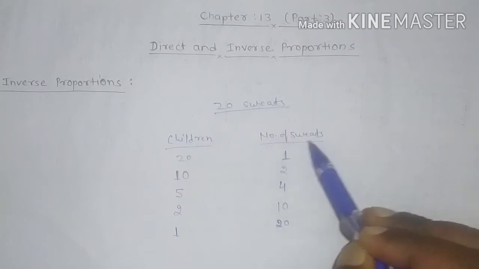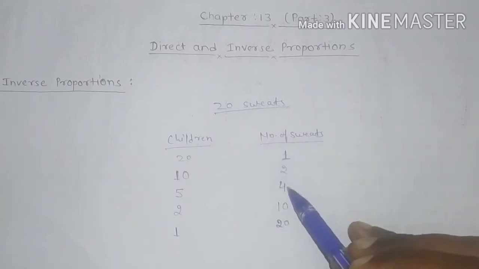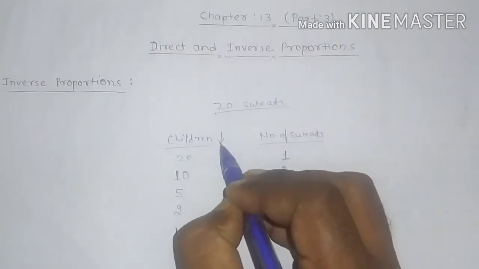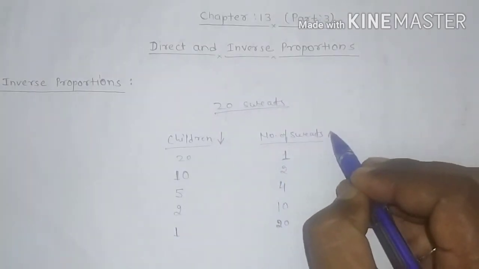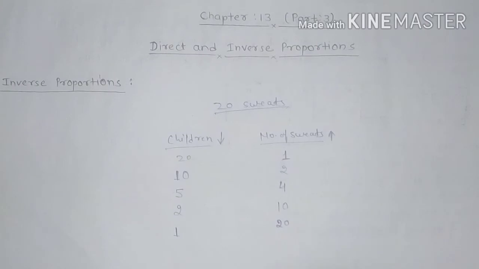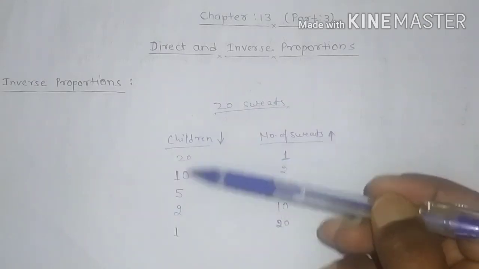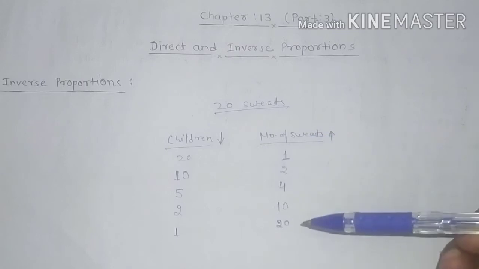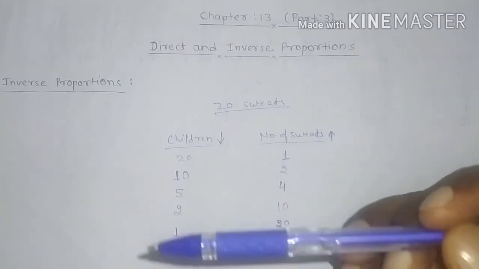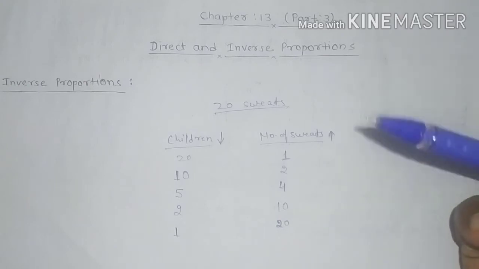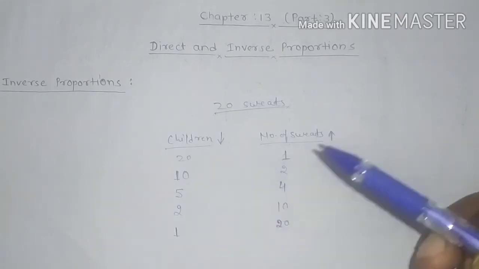The number of sweets is in increasing order: 1, 2, 4, 10, 20. If the number of children decreases, the number of sweets increases. So what relation is this? Simply we can say in inverse proportion, if one thing increases, then the other will decrease, or if one thing decreases, the other will increase. This is the inverse relation.